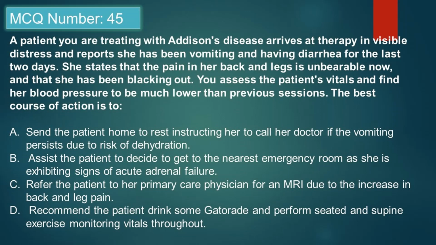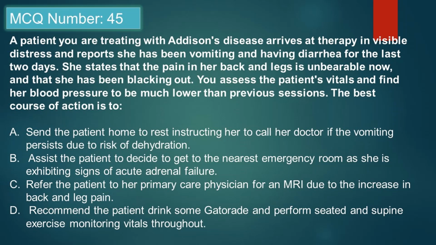Moving toward the last MCQ of this part. A patient you are treating with Addison disease arrives at therapy, is visibly distressed and reports that she has been vomiting and has had diarrhea for the last 2 days. She states that the pain in her back and leg is unbearable now and that she has been blacking out. You assess the patient's vitals and find her blood pressure to be much lower than the previous session. What is the best course of action?